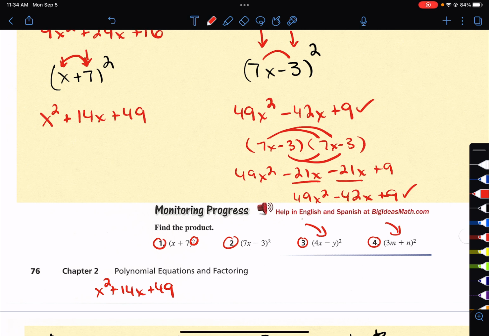Number 3, 4x squared is 16x squared. 4x times negative y is negative 4xy, but there's 2 of those, so that's negative 8xy. And negative y times negative y is positive y squared. Again, you don't have to do it the shortcut way. If you saw it, great. If not, don't worry about it.